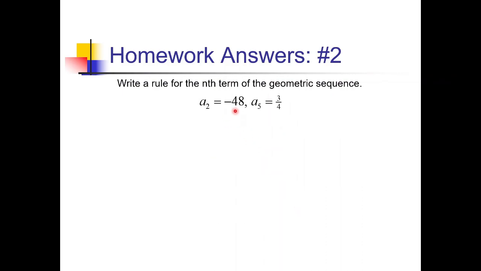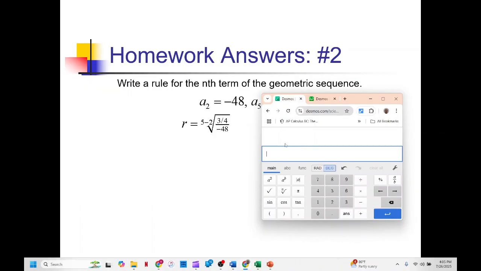In order to find the nth term formula for this geometric sequence, I'm going to start by getting the r value. Since these terms are not right next to each other, I'm going to use my a sub n over a sub m, to the n minus m root kind of formula. So I'm going to do the 5 minus 2 root of 3/4 divided by negative 48. So this is going to be the cube root of something. I don't know what 3/4 divided by negative 48 is, but I'm going to be using a calculator at some point anyway, so let me just figure that out on there.